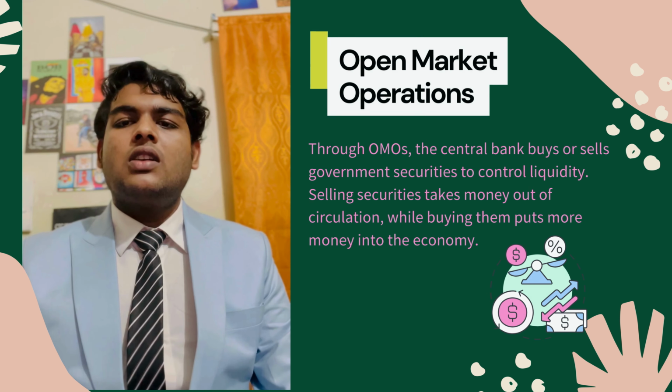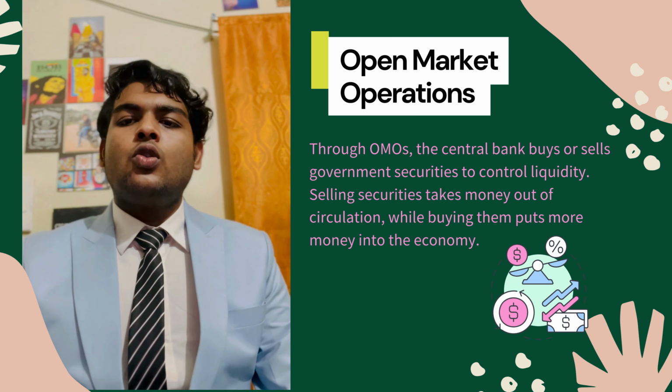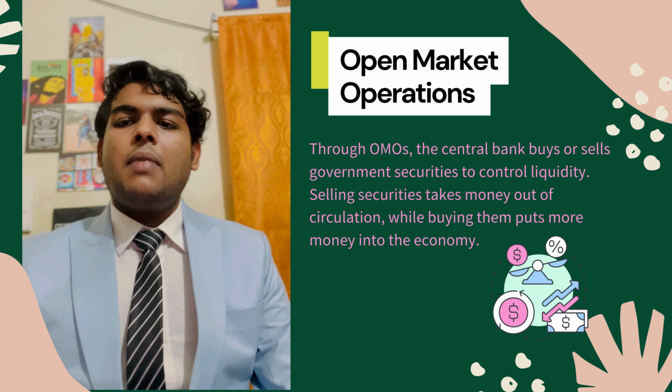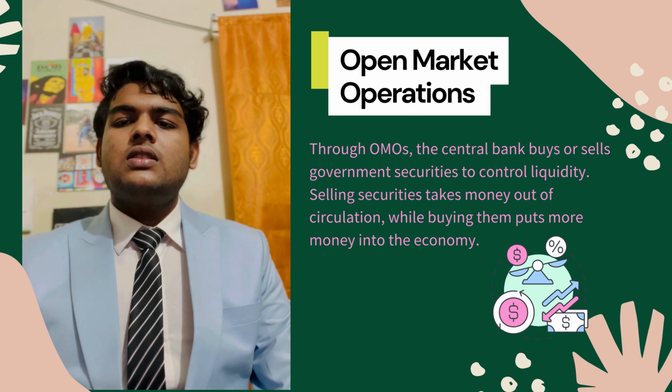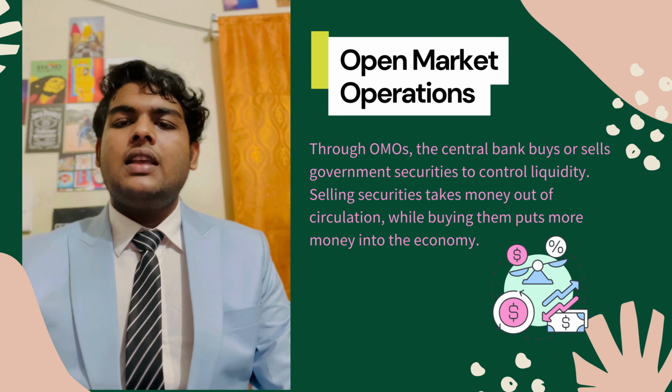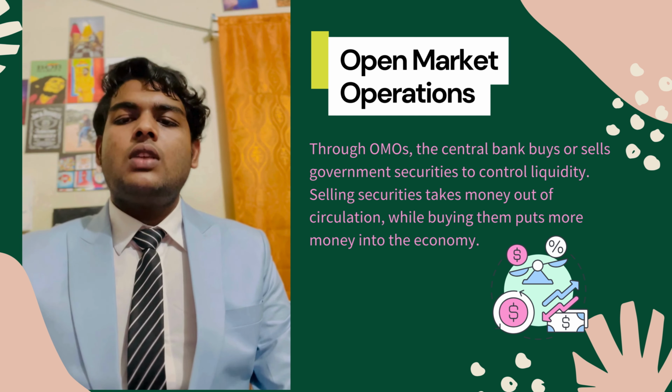And number 2, open market operations, OMOs. Through OMOs, the central bank buys or sells government securities to control liquidity. Selling securities takes money out of circulation, while buying them puts more money into the economy.